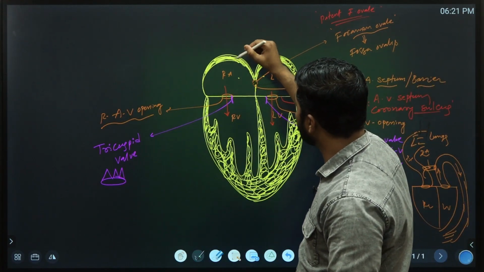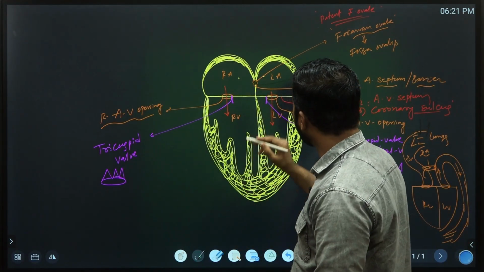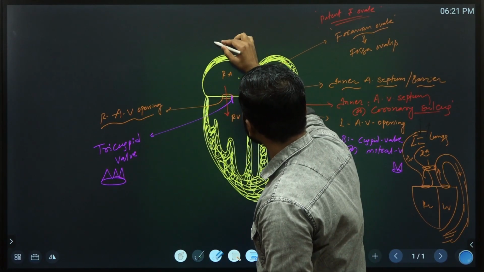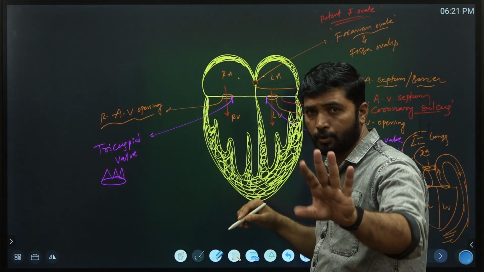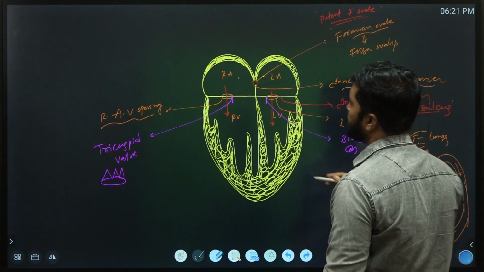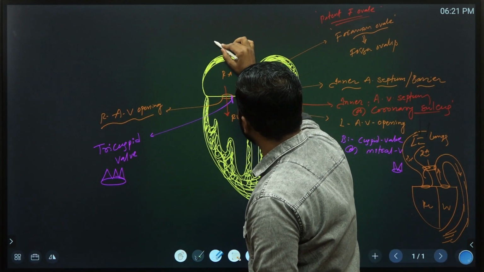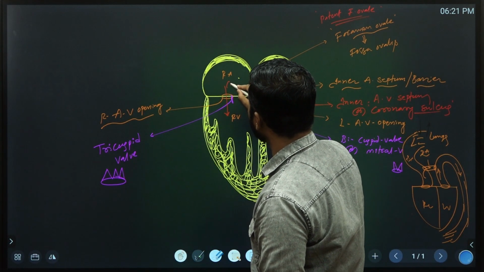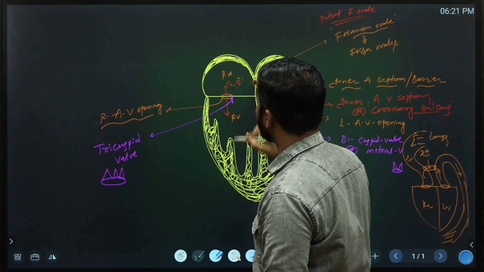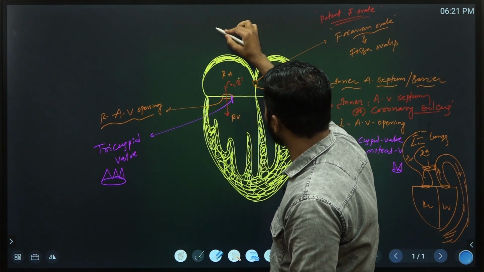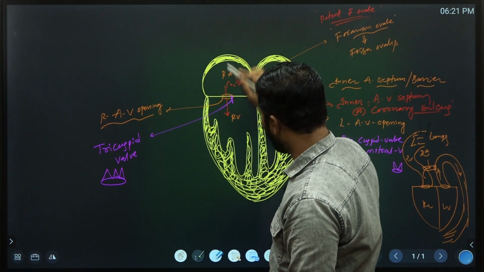Next we go to the right atrium function. Generally the right atrium is a larger chamber compared to the left, and it collects the deoxygenated blood. Here the carbon dioxide blood is present. It collects deoxygenated blood from different body parts.